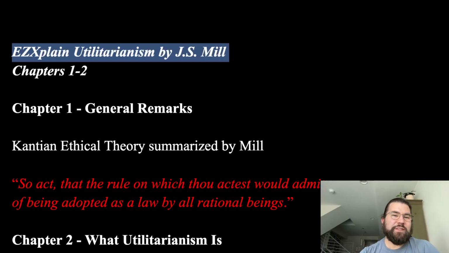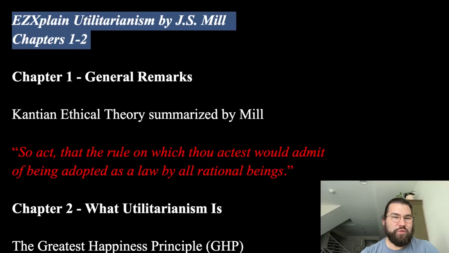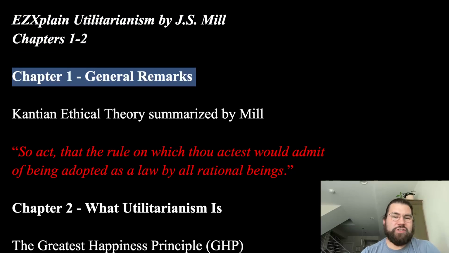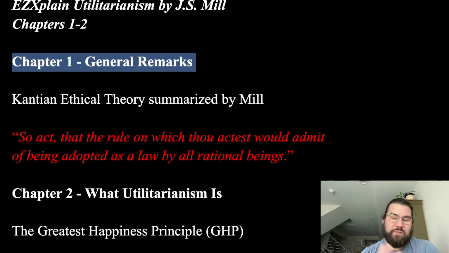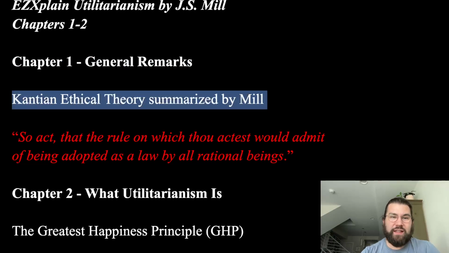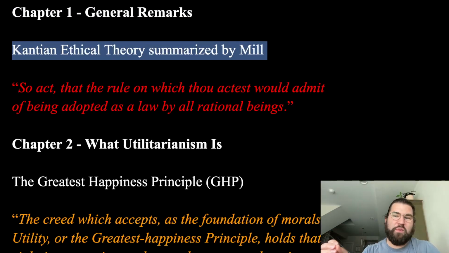Easy Explain: Utilitarianism by John Stuart Mill, chapters 1 and 2. So chapter 1 is just general remarks. I think one of the biggest things to pull from this is when Mill summarizes Kant's ethical theory, right? Because that's going to be the starting point. That's really what we're going to be arguing against as we move into Mill's ethical theory of utilitarianism.